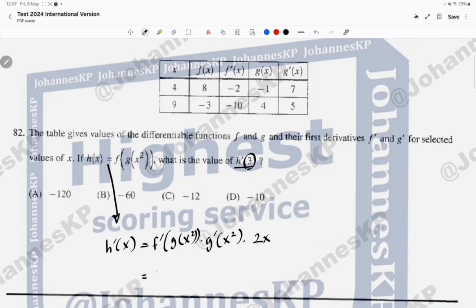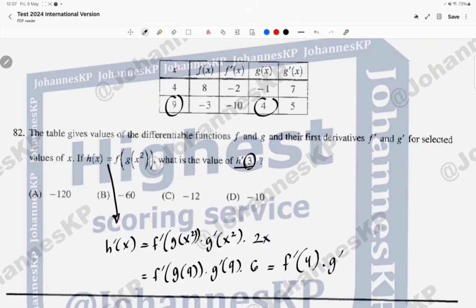Replace the x with 3. So f prime of g of 9, g prime of 9, and 6. So f prime of g of 9: when x is 9, g is 4. G prime of 9: when x is 9, g prime is 5, times 6. F prime of 4: when x is 4, f prime is negative 2. Negative 2 times 30, so negative 60.